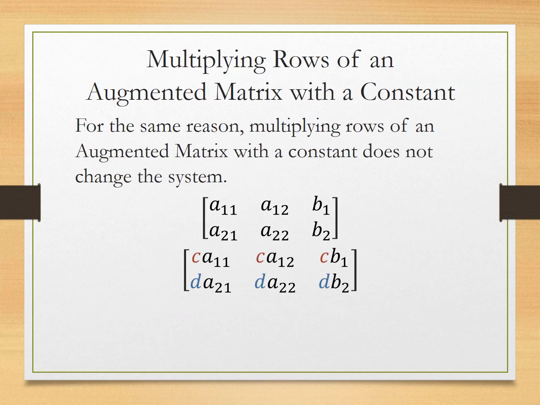For the same reason, multiplying rows of an augmented matrix with a constant does not change the system. You can multiply a number to a whole row, and that would not change anything. Okay?